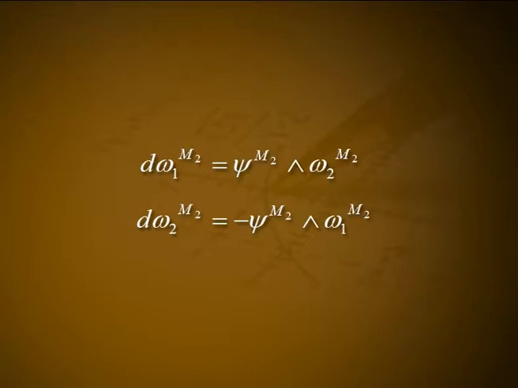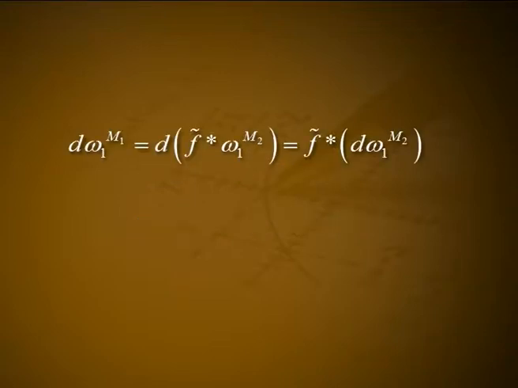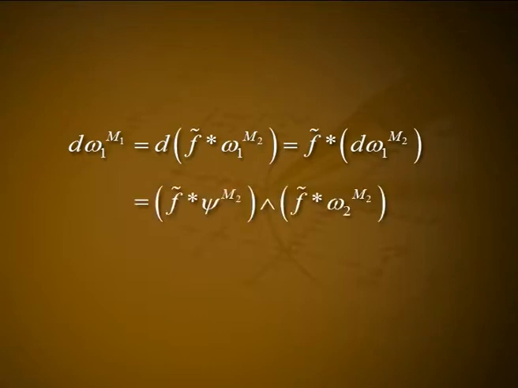Moreover, d omega 1 raised to M2 is equal to psi raised to M2 meet omega 2 raised to M2, and d omega 2 raised to M2 is equal to minus psi raised to M2 meet omega 1 raised to M2. So that d omega 1 raised to M1 is equal to d of f tilde star omega 1 raised to M2, which is equal to f tilde star d omega 1 raised to M2, which is equal to f tilde star psi raised to M2 meet f tilde star omega 2 raised to M2, which is equal to f tilde star psi raised to M2 meet omega 2 raised to M1.